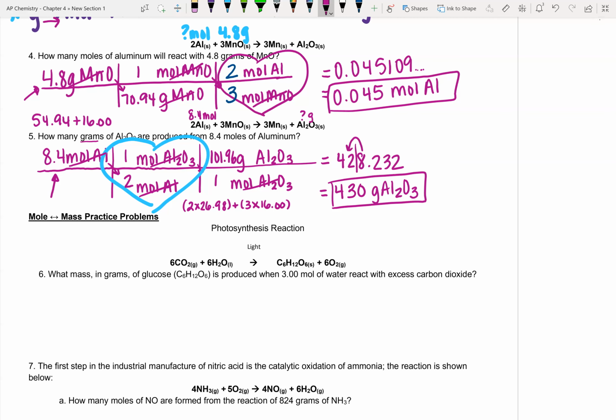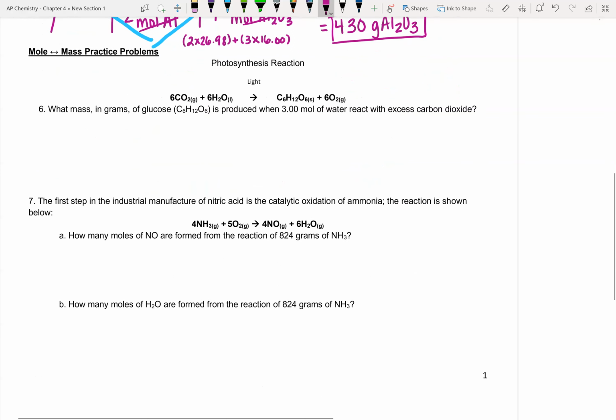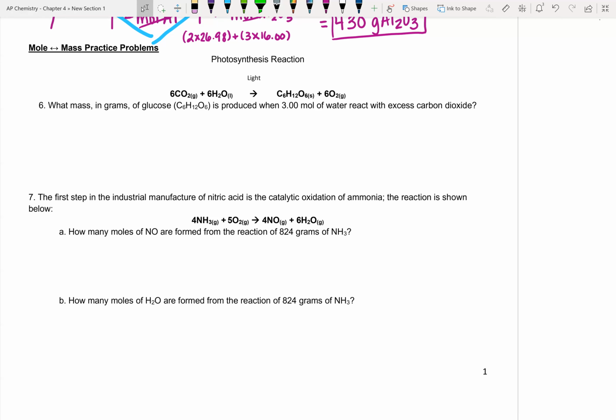All right, welcome back. We're going to go through the photosynthesis reaction. I'm going to go a little bit quicker pace just because I've gone through the 2 examples in detail. So now I can kind of go through and show the setups here so you have something to compare to. So what mass in grams of glucose is produced when 3 moles of water react with excess carbon dioxide?